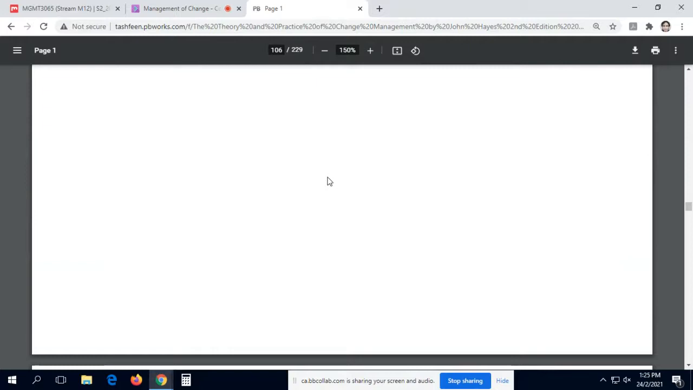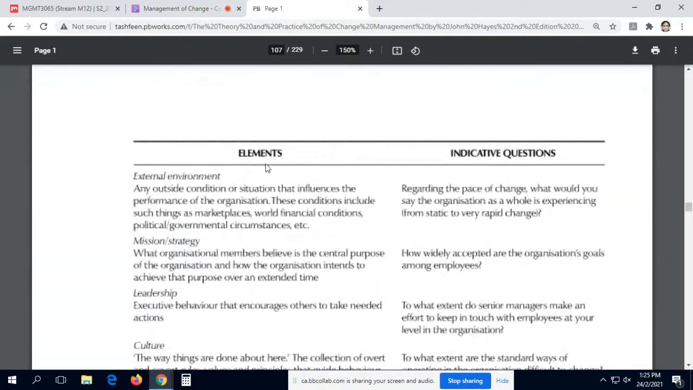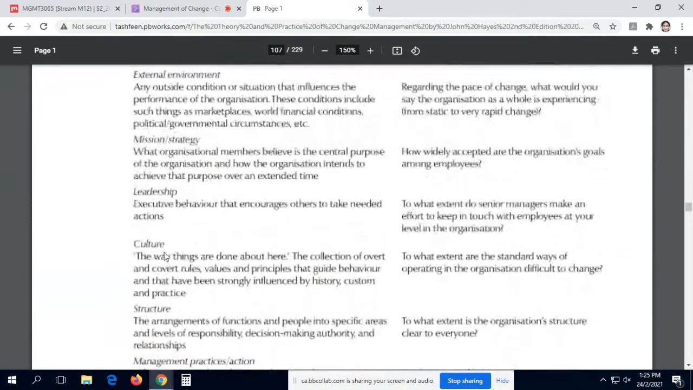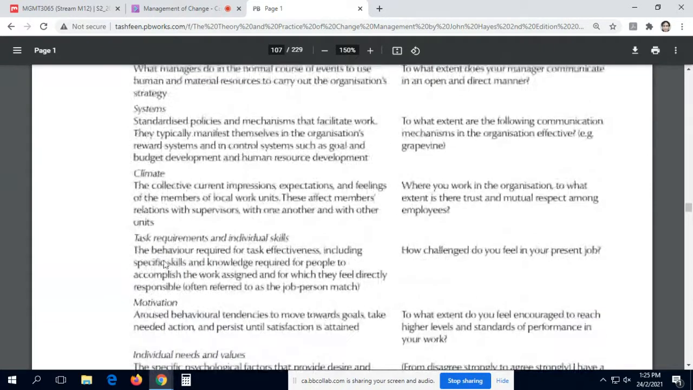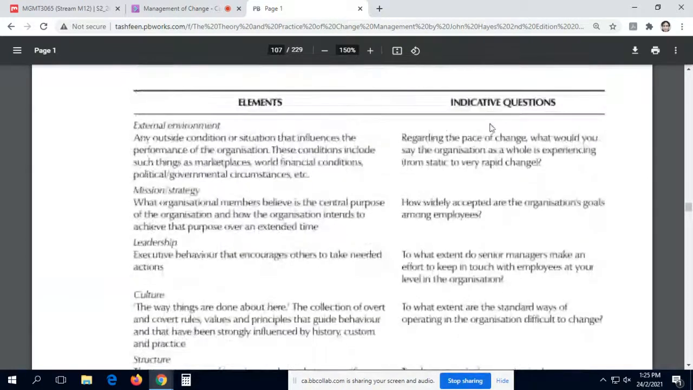Here it is, table 8.1. Elements and indicative questions. So these are the elements: external environment, strategy, leadership, culture, structure, management practices, systems, climate, and so on. And for every one, they have indicative questions. And from this, you can have your own list of questions also.